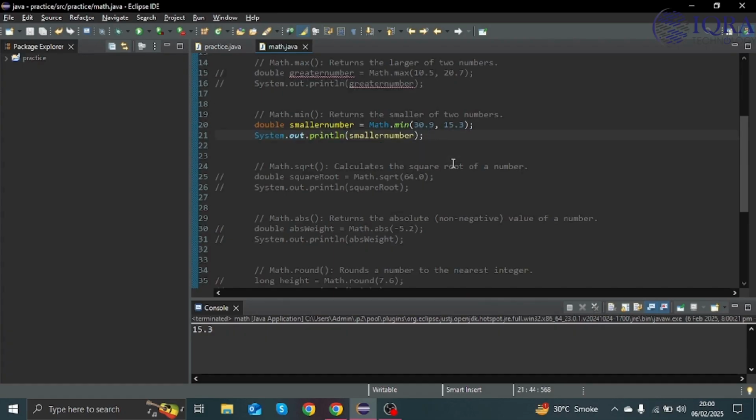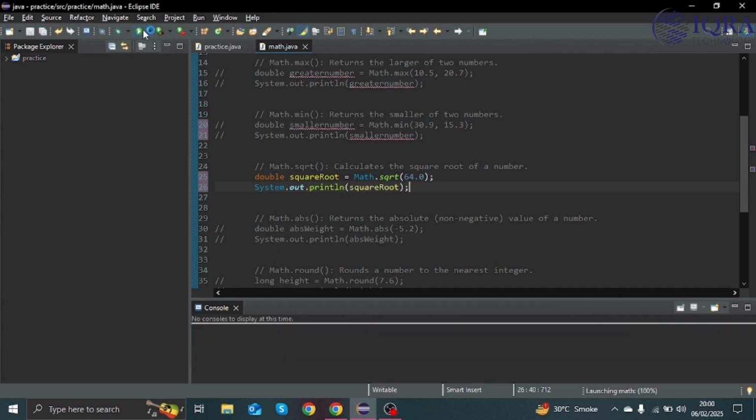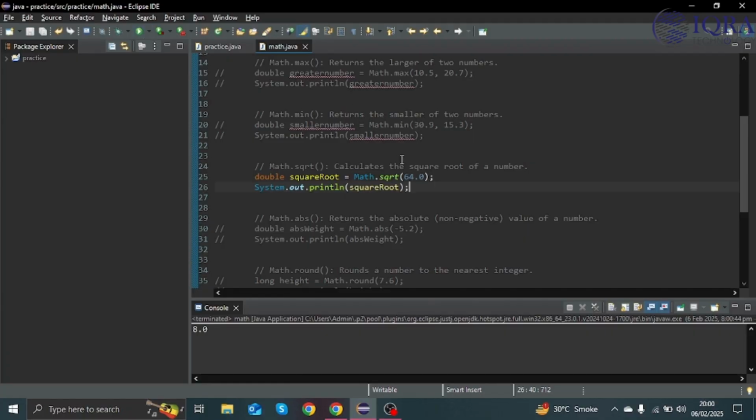Okay, and then we have Math.sqrt, which means square root. Okay, so Math.sqrt finds the square root of a given number. Like here I have 64, so it will result in 8 as an output, as 8 8s are 64. Did you understand? If we run this, we will get the square root of 64.